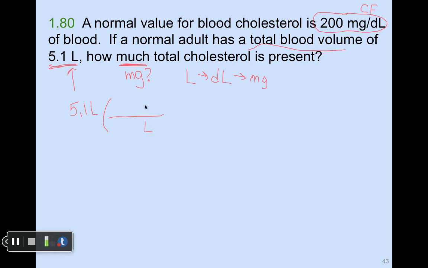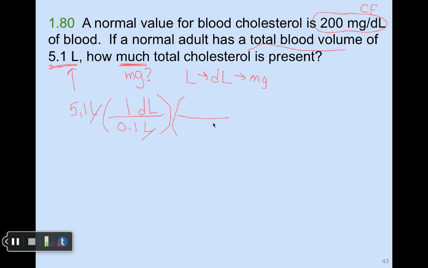Liters to deciliters, what shall we do? How many liters goes with how many deciliters? Well, if you remember the prefix for deci, deci means tenth, 1/10. So 0.1 liter is 1 deciliter. The second step then is very simple because you have it directly from the conversion factor provided in this cholesterol.